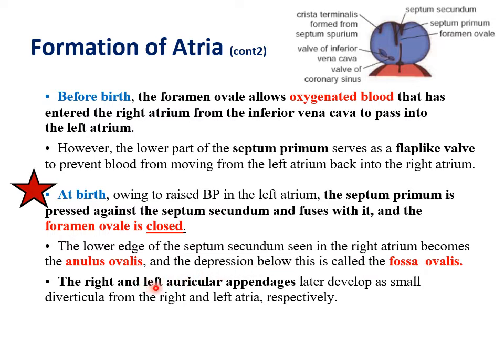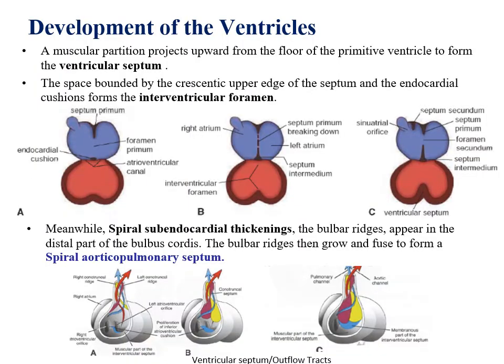The right and left auricles or appendages later develop as small diverticula from the right and left atria respectively, just an outgrowth of the endocardium.